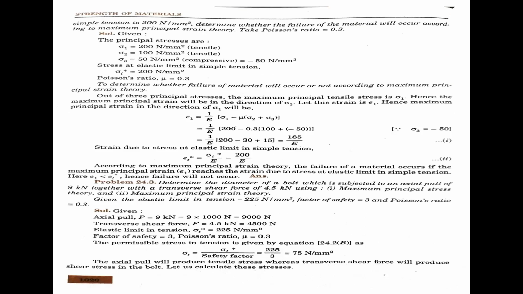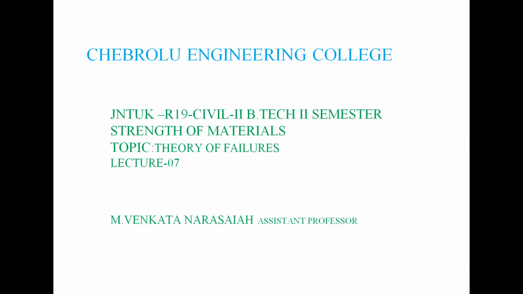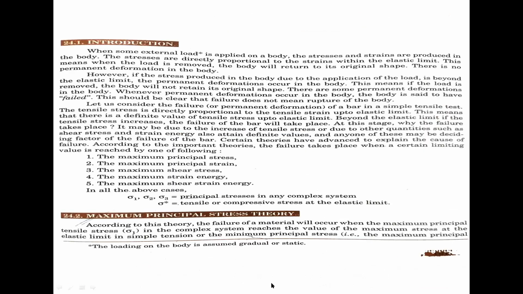That is the second theory. Theory of failures already explained. There are totally five theories: the maximum principal stress theory, the maximum principal strain theory, the maximum shear stress theory, the maximum strain energy theory, and the maximum shear strain energy theory. I already explained the first and second theories, and you know the equations. I also explained an example problem for the maximum principal stress theory. Now I will explain a maximum principal strain theory problem.